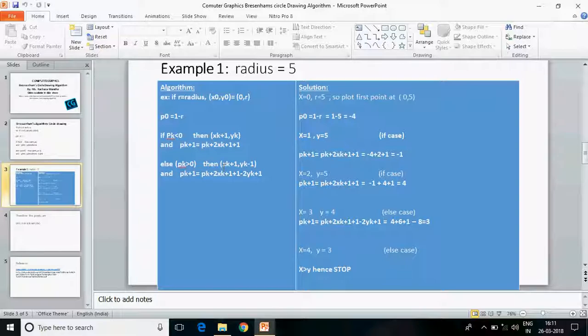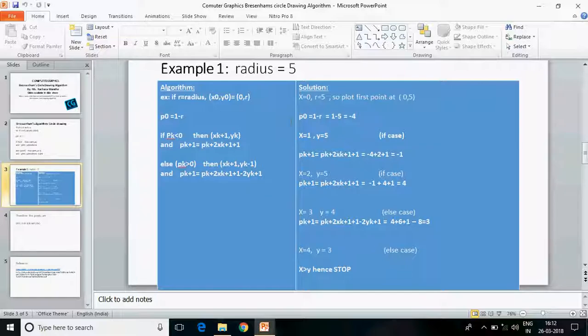If it is the else part, then x is incremented by 1 and y is decremented by 1. It is decremented because the circle will come down like this in the first quadrant, so y goes on decreasing. And the new pk is equal to pk plus 2xk plus 1 minus 2yk plus 1.